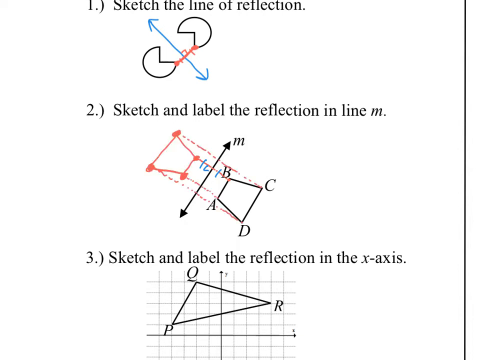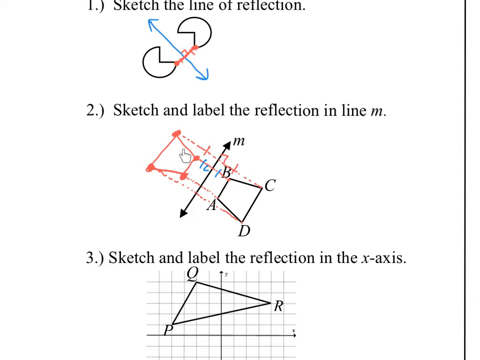Okay, so hopefully your reflection looks something like this. Couple things to note. First of all, these little dotted lines are not required. I just drew them to help me try to ensure that M would be the perpendicular bisector of the segment that connects a pre-image point to an image point.